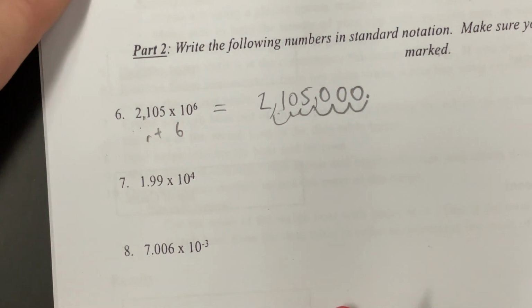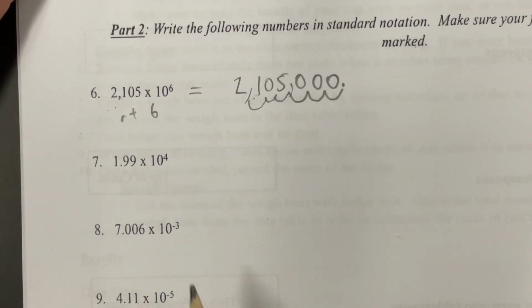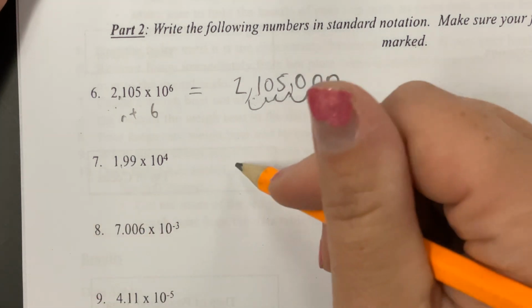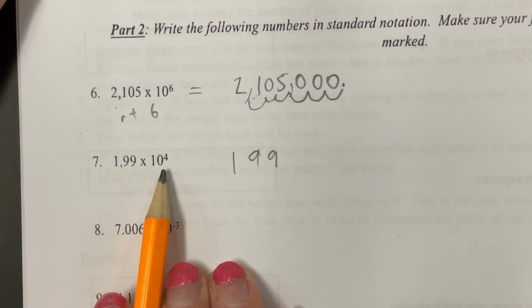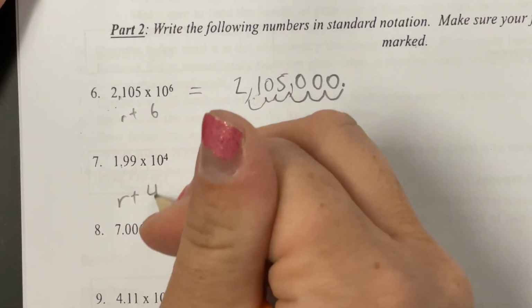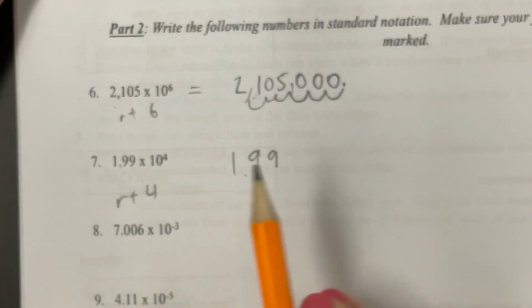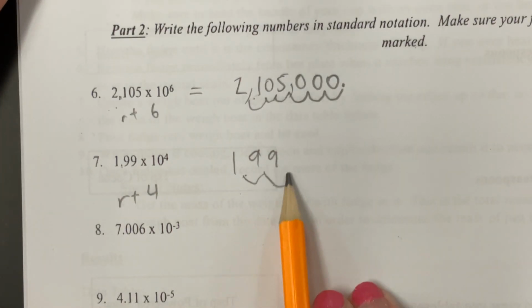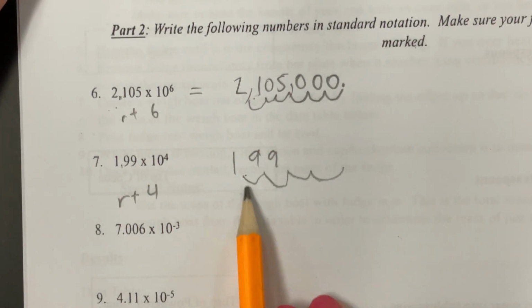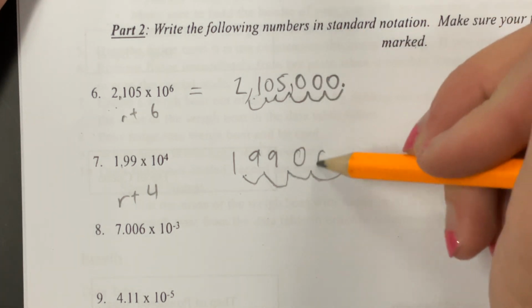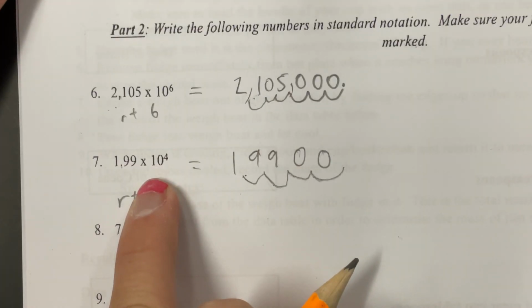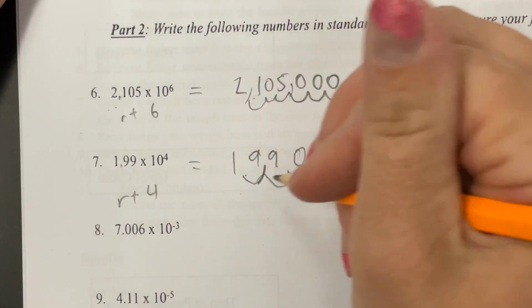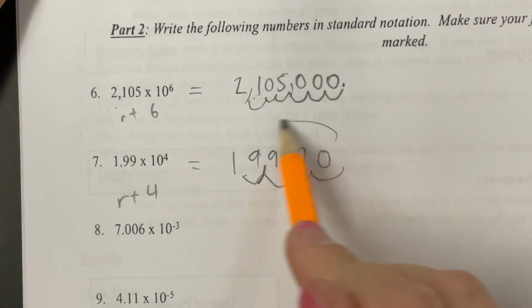Okay, let's do a couple more. So the next one, the decimal place is between the 1 and the 9, and the exponent is a 4. Does that mean I need to move left 4 or right 4? Good, that means I need to go right 4. So the decimal place was here, and I'm gonna go right 1, 2, 3, 4. So I'm gonna add in the zeros. That means this number in scientific notation is the same as 19,900 in standard notation.